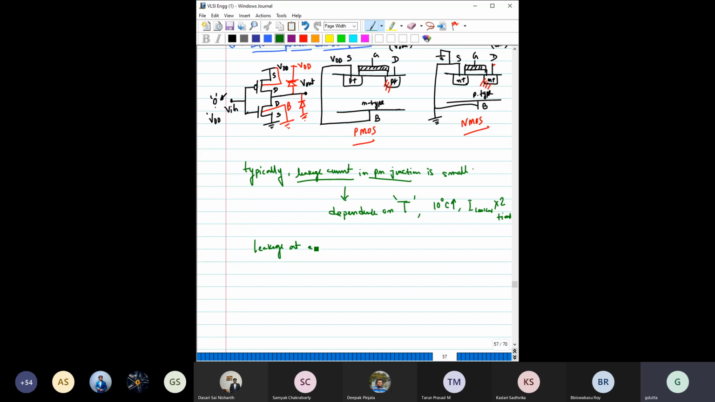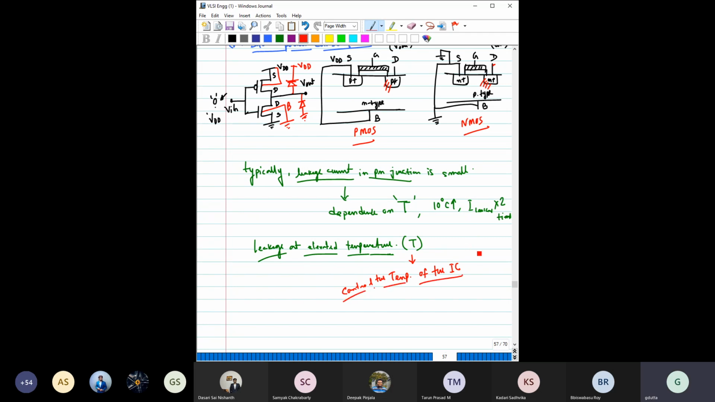So leakage at elevated temperature, right? That also gives you one idea that while you are making some IC, there is a requirement that you need to keep or control the temperature of the IC, right?